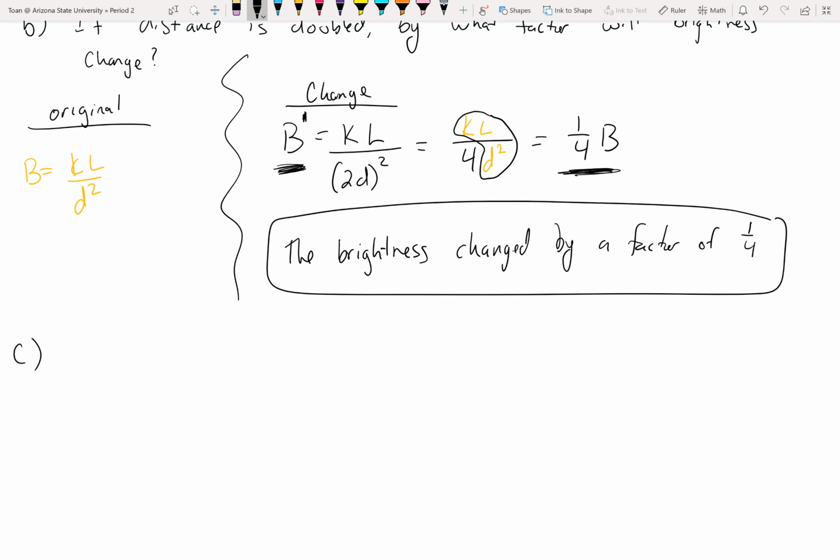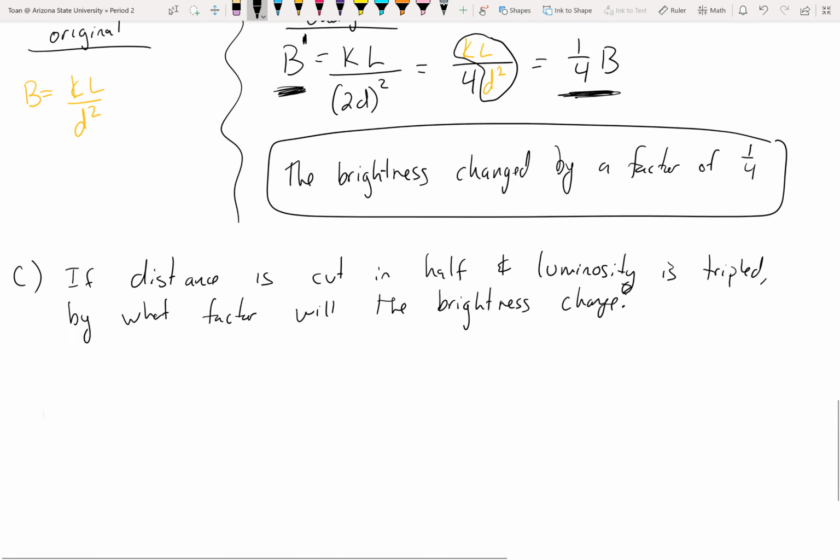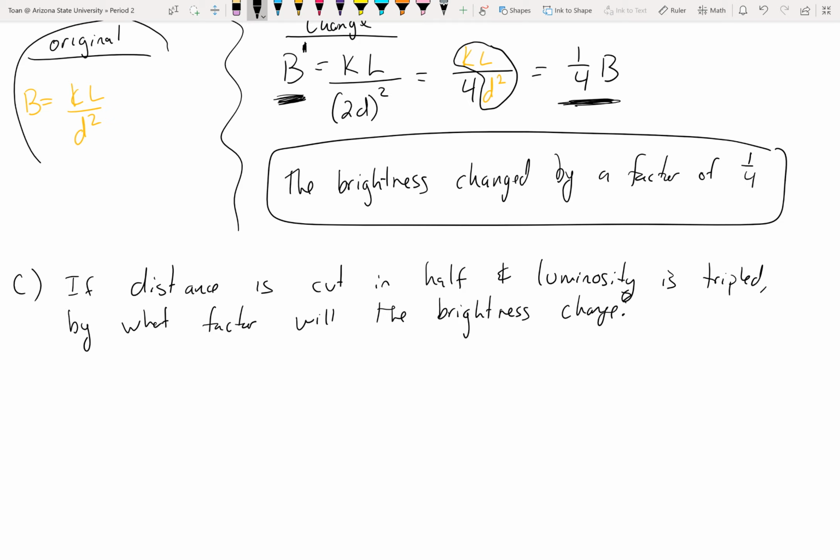Let's just do one more with the same equation. One more change. If distance is cut in half and luminosity is tripled, by what factor will the brightness change? Again, keep in mind the original up here.